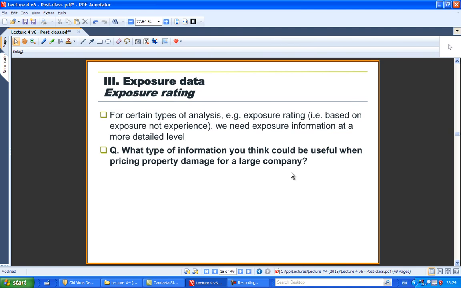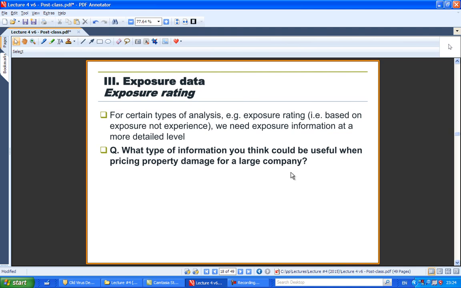Exposure rating is an important subject for pricing, something that we'll be looking at quite closely, and it is the subject of chapter 21 and chapter 22. We will address both of these chapters in future lectures in the class or offline or online. But at this stage you don't know much about exposure rating unless you've done it in your workplace, and so I don't want to spend too much time about it.